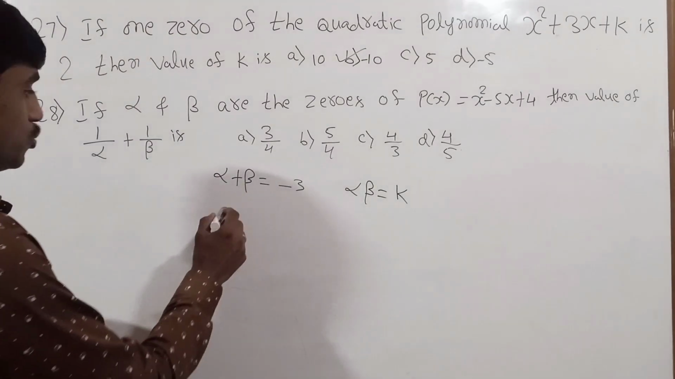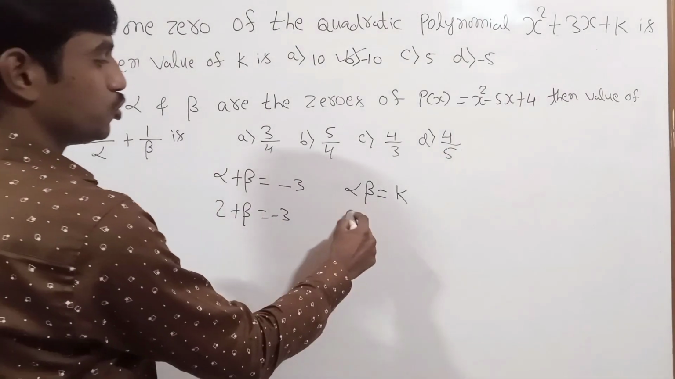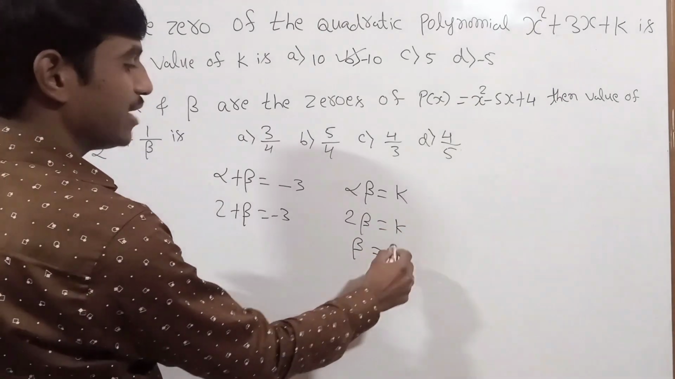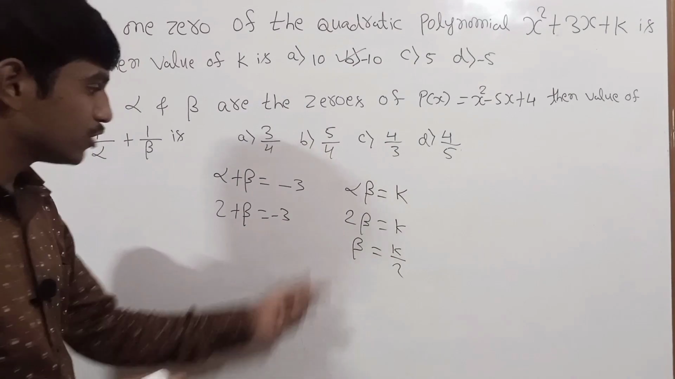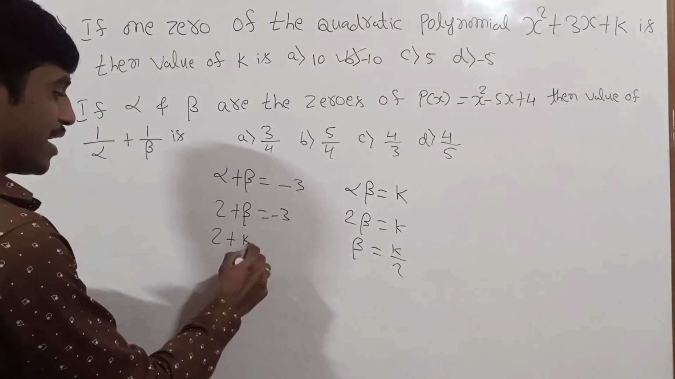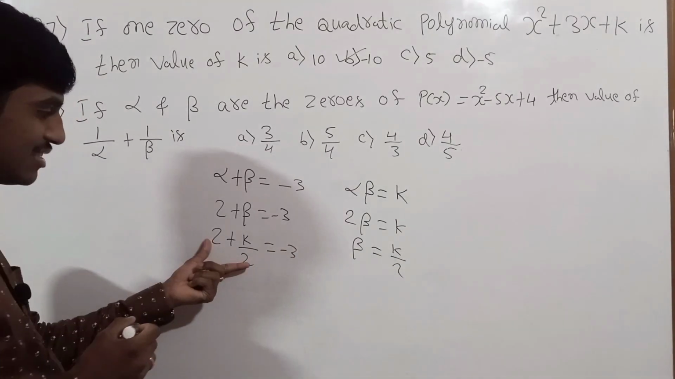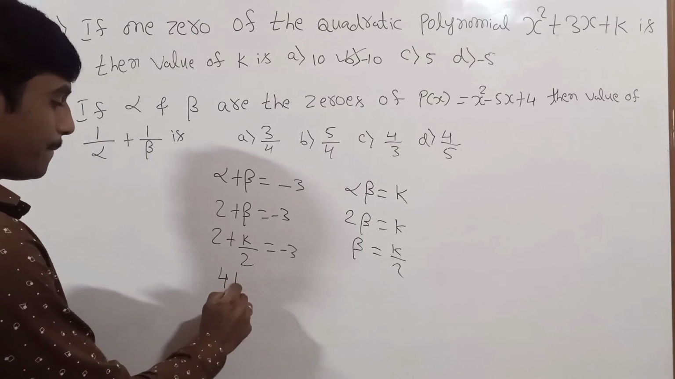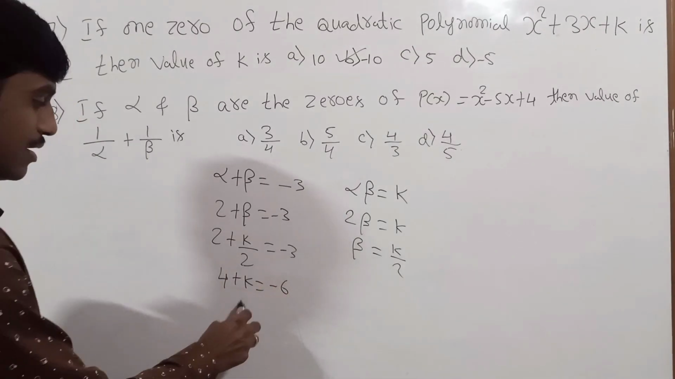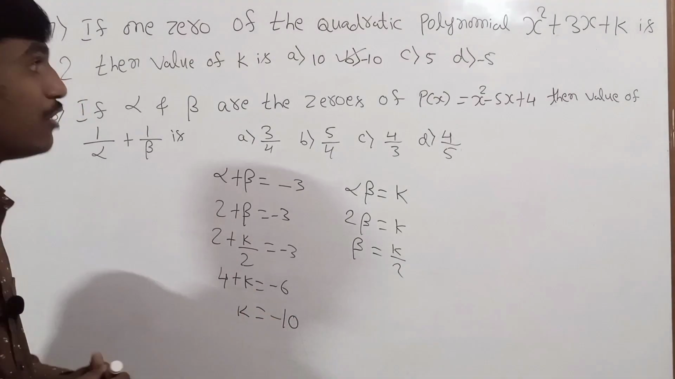So I'll take alpha as 2. That means 2 plus beta equals minus 3. Here 2 beta is equal to k. That means beta is k by 2. The value of beta is k by 2. So in place of beta, I can write k by 2. So 2 plus k by 2 equals minus 3. If we take LCM here, 4 plus k equals minus 6. 2 into minus 3 is minus 6. K will be equal to minus 6 minus 4, which is minus 10. So the value of k is minus 10.